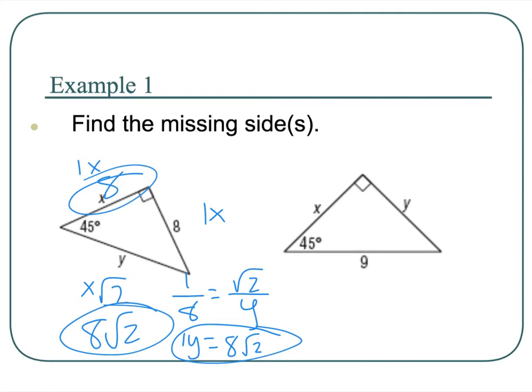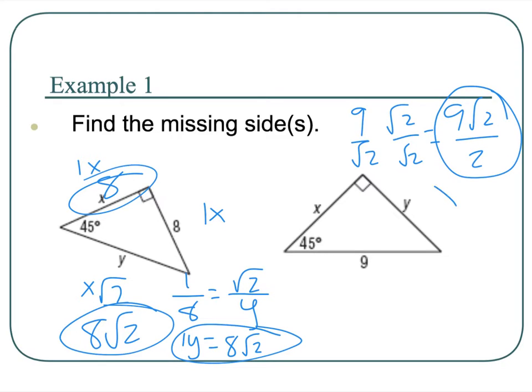So let's take a look at this one. Here it's a slightly different situation. Well, to go from this side here to this, we'd multiply by root 2. So to go from here to here, we need to divide by root 2. So I'm going to have 9 divided by root 2. But I got to rationalize that, so root 2 over root 2, which equals 9 root 2 over 2. That would be for my x and y. Okay? I'm just going to add that in there.